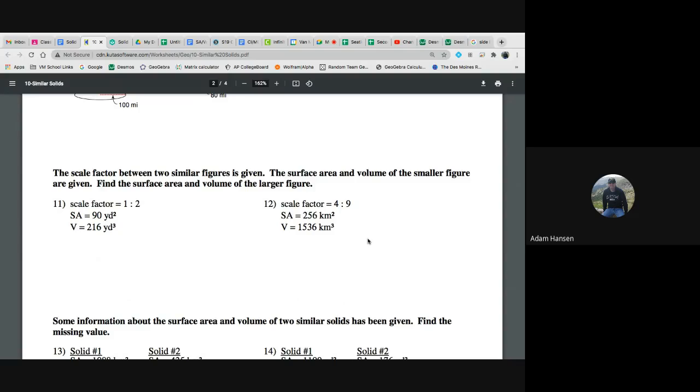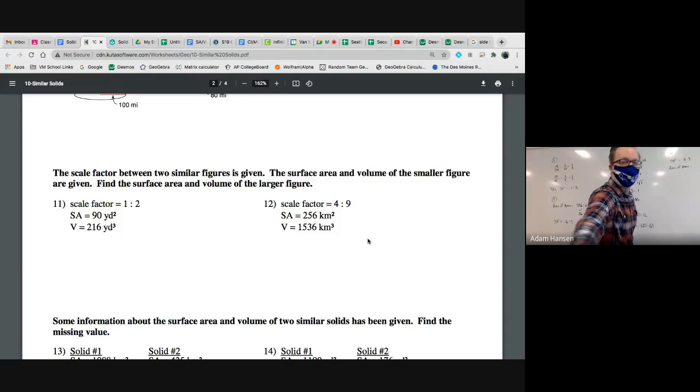I'm given the scale factor. I'm given the area and volume of the smaller shape. What would the area and volume of the larger be? Scale factor is 4 to 9. What's the ratio of areas then? We just practiced this. What do I do to find the area ratio? Say again, Jake. Okay.